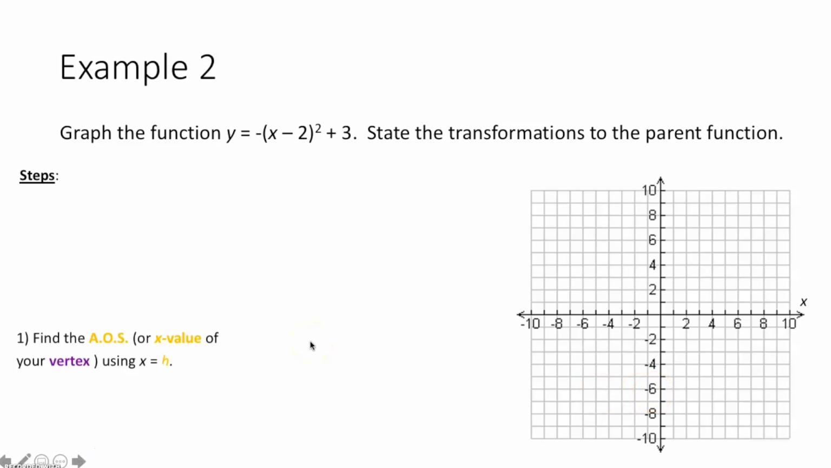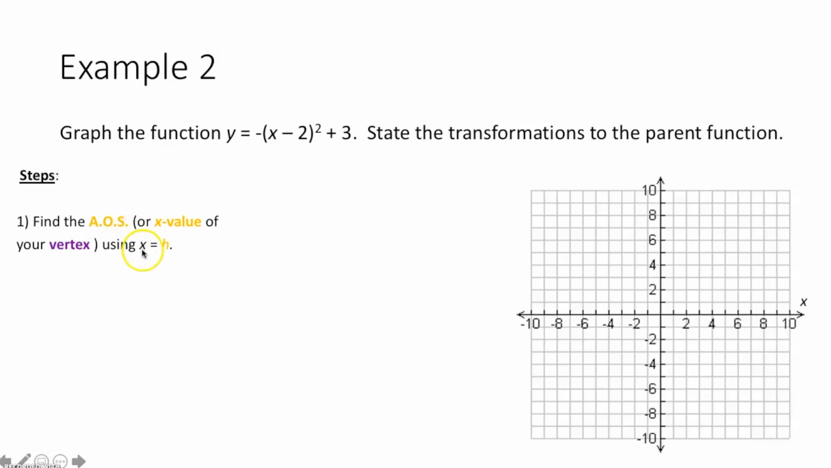So step 1, we need to figure out the axis of symmetry, which is x equals h. So what's our a, what's our h, and what's our k? Our a value, it's no longer just 1. There's a little negative out here. So our a value is actually -1. Our h value is the opposite of what you see in these parentheses. So it's going to be +2. And our k value is exactly what you see out here. So it's going to be +3.